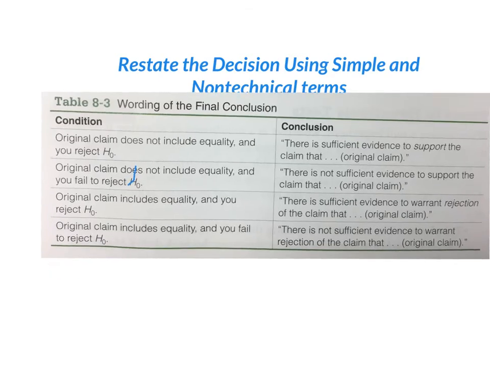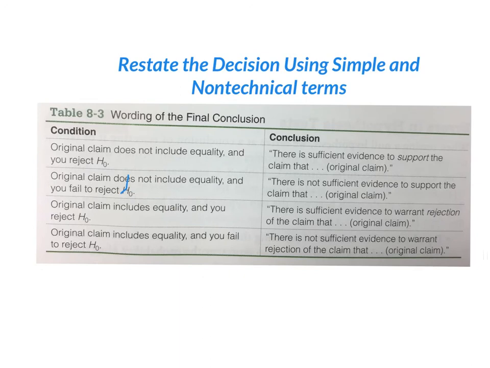If your original claim does not include an equal sign and you reject the null, which, if it's like the last one, if it's greater than 0.5, and you reject the null, you would say there's sufficient evidence to support the claim that the gender selection method is effective. If the original claim does not include equality, like if it does not have an equal sign, and you fail to reject the null, you say there is not sufficient evidence to support the claim that the gender selection is effective.